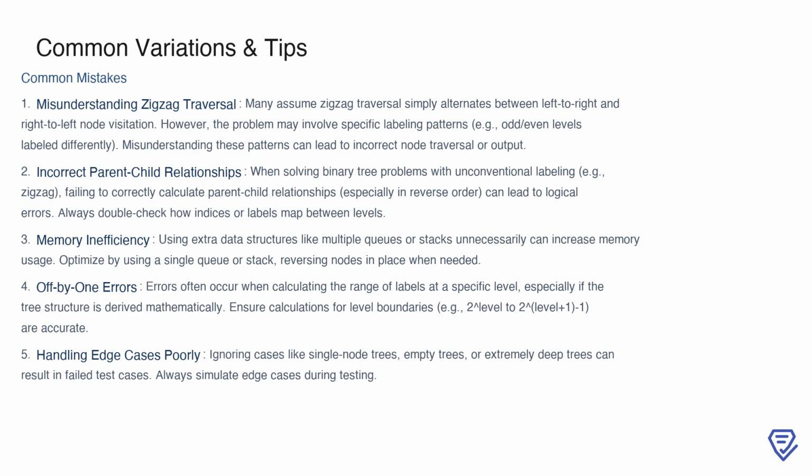Off-by-one errors also crop up frequently, especially when calculating label ranges for specific levels. Using the correct formulas, like 2 to the power of the level, can help ensure that these boundaries are accurate. Lastly, don't overlook edge cases. Scenarios like single-node trees, empty trees, or very deep trees often reveal hidden bugs. Simulating these edge cases during testing is crucial for a robust solution.